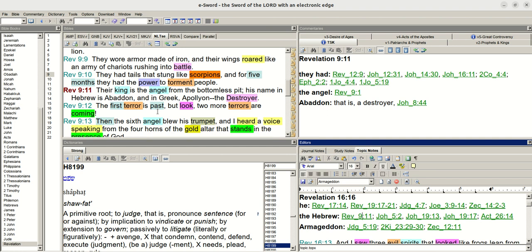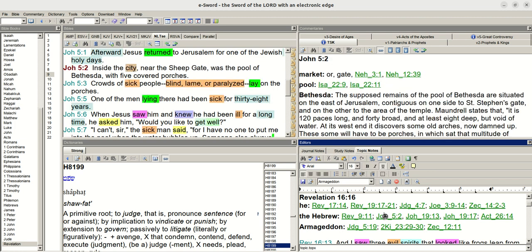So this adds in a little bit of information. They're actually calling the angel of the bottomless pit, whom we know as Satan, the destroyer. So we gather a little bit of information there. We can go on to John chapter 5.